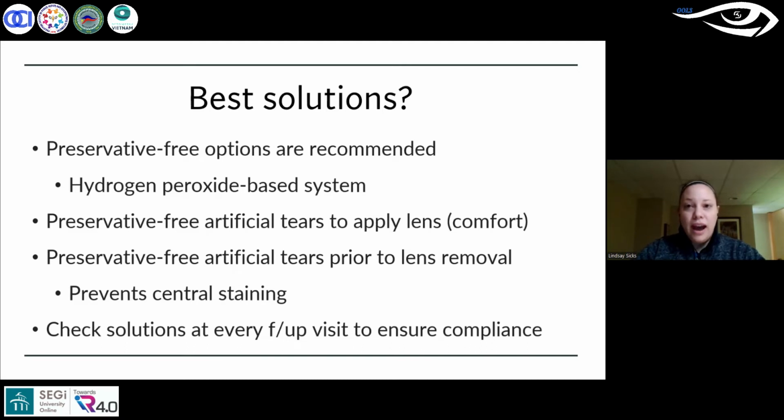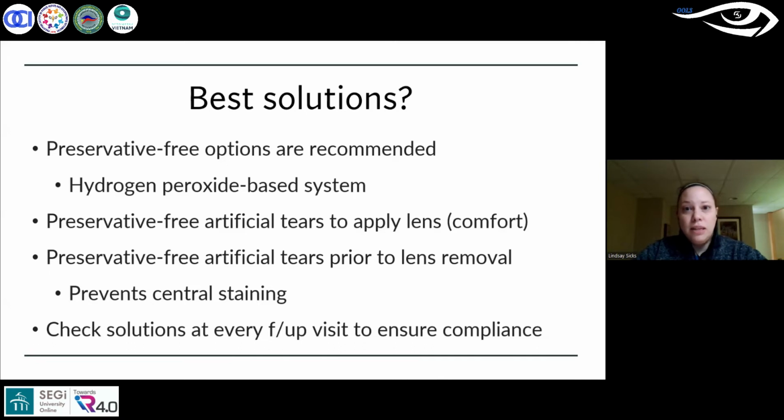And the goal of that process that we set up for our patients is to really prevent any central staining. We know that central staining is one of the most common adverse events we see with orthokeratology, and we want to make sure that it's not a result of solutions and tears in terms of follow-up.